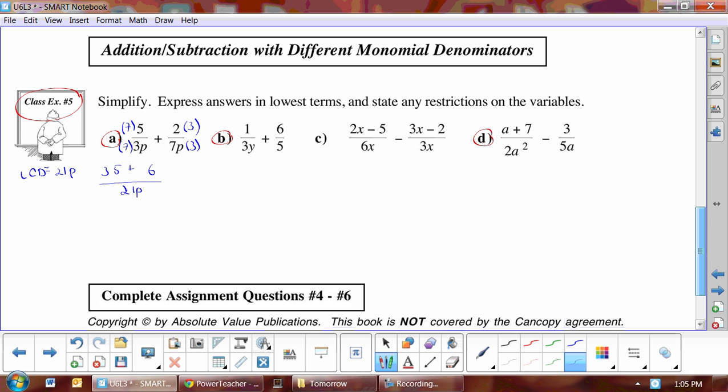And then they say, state any restrictions. Before we start looking to see if we can cancel things out, we have to see if we have any restrictions. So 21p cannot equal 0, so p cannot equal 0. Then we can keep simplifying at this point. We'll go, okay, 41 over 21p. Can it be simplified? No? Perfect.